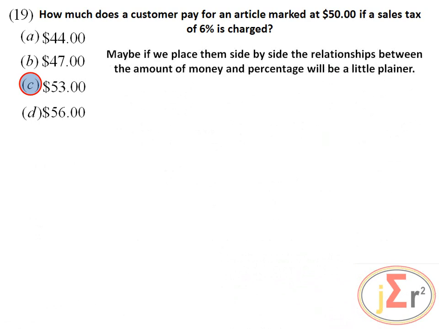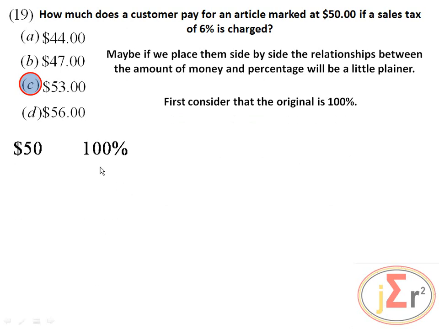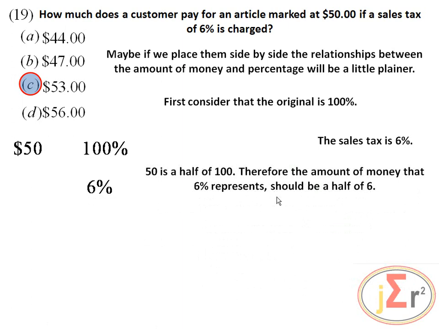Maybe if we place them side by side, the relationships between the amount of money and percentage will be a little plainer. First, consider that the original is 100%. So, $50 placed beside 100%. That is half. We can see that. What else do we know? The sales tax is 6%. Right. So, this is half of this, and what is to go here must be half of 6.